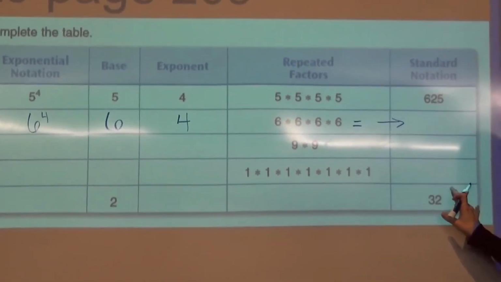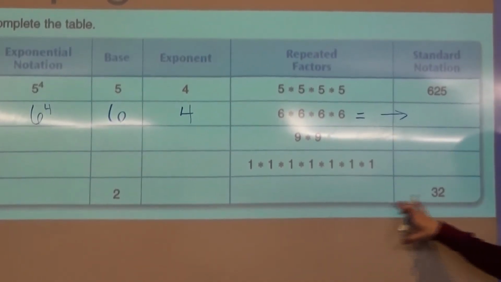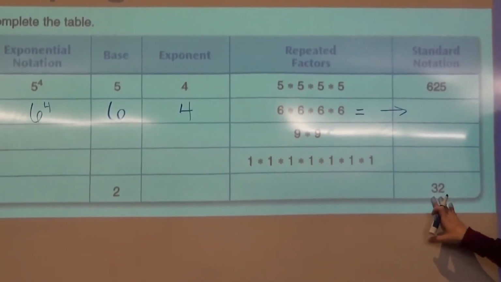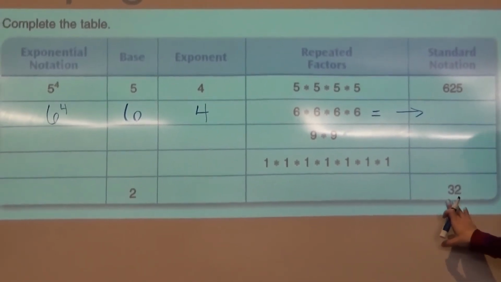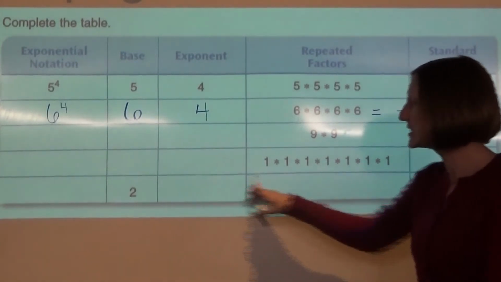Okay, so you'll continue on to complete this table. Down here, you'll have to work backwards just a little bit to see if you can figure out how many 2's it takes to get up to 32.